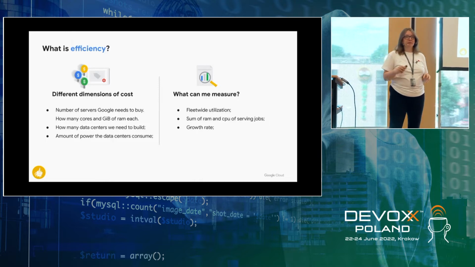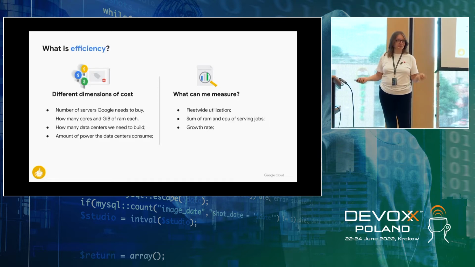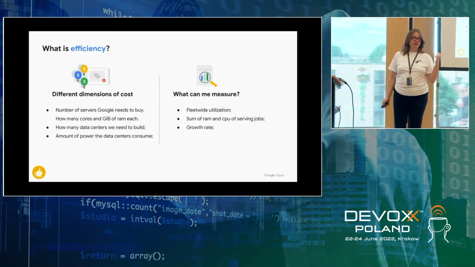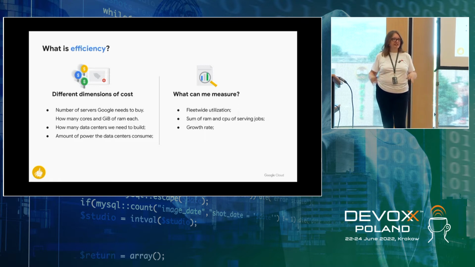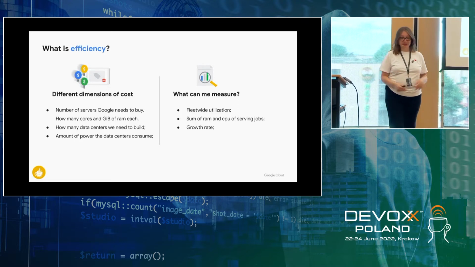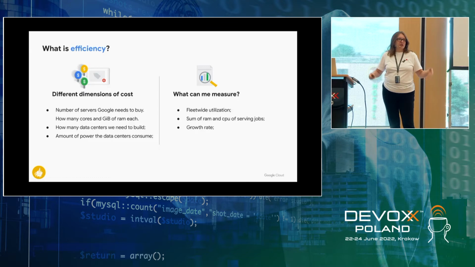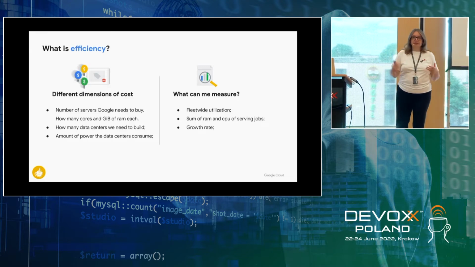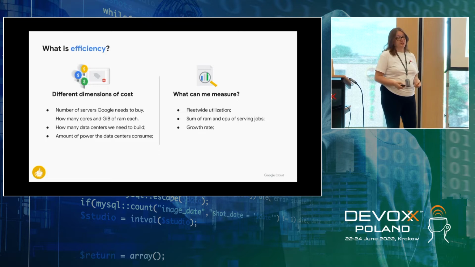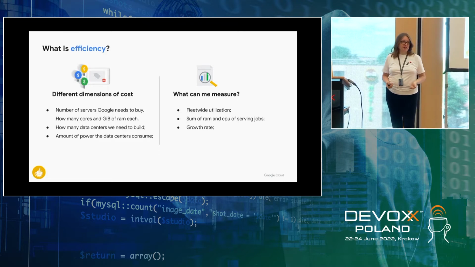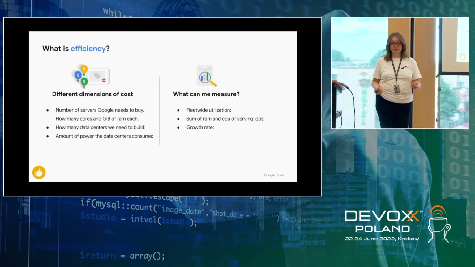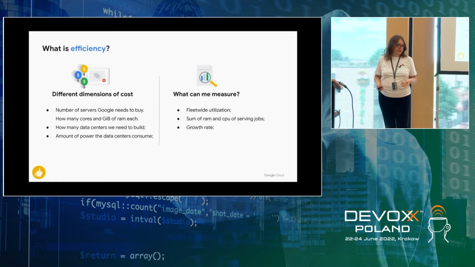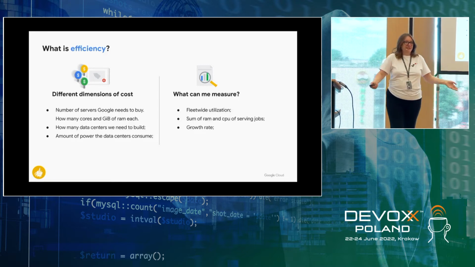Okay, so what do we mean by making this planet-wide computer efficient? First of all, we like to talk about all our data centers as one planet-scale computer. And making it efficient really means reducing the cost of operating it, right? The different dimensions of cost we can be interested in are how many servers, so machines, we need to buy, what types, how much CPU and memory we need, how many data centers we need to build, or what will be the electricity bill.